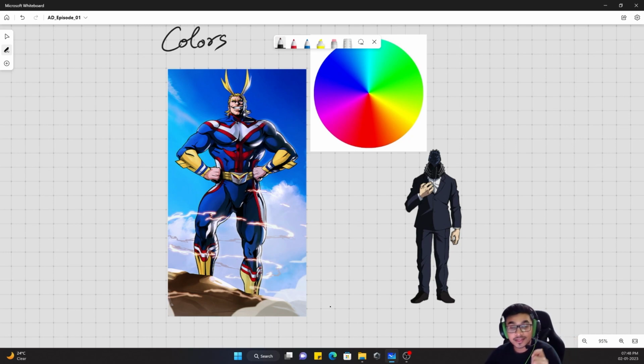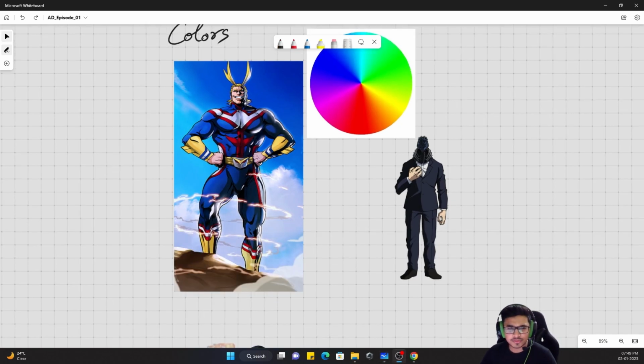But colors play a basic and very important role in character design, such as All Might. What was the basic formula that they used to create All Might? Can anybody guess? I would like to wait for a moment for you to guess in the comments. Okay, has anybody guessed? What is the basic funda that they used to nail the All Might suit or the colors?